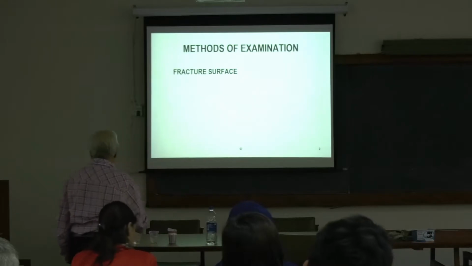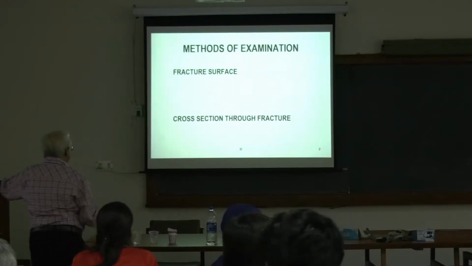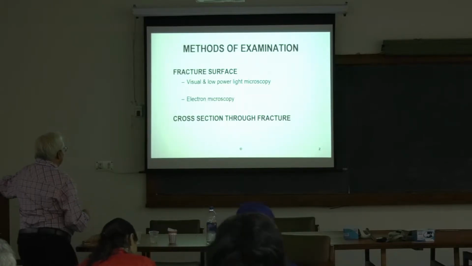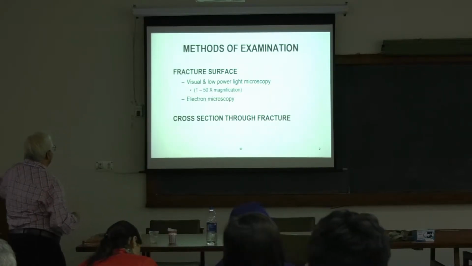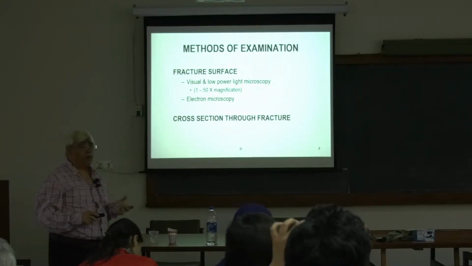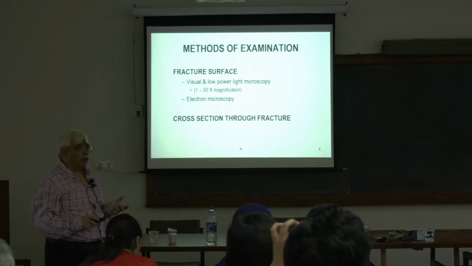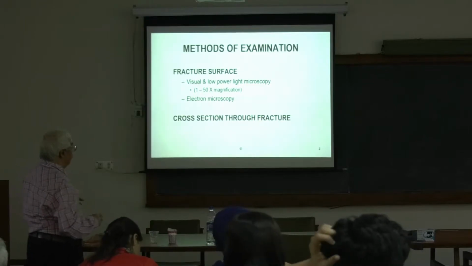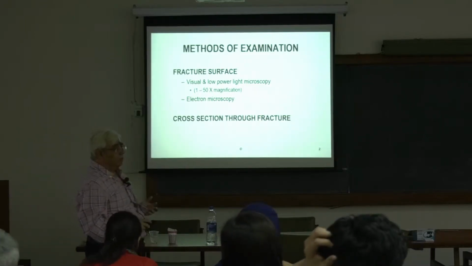Methods of examination. Fracture surface, we have seen some. So the cross section through the fracture. Visual and low power light microscopy. Light microscopy is available almost in all departments, particularly in materials science and materials engineering, and also all engineering. And you get typically 1 to 50x magnification.